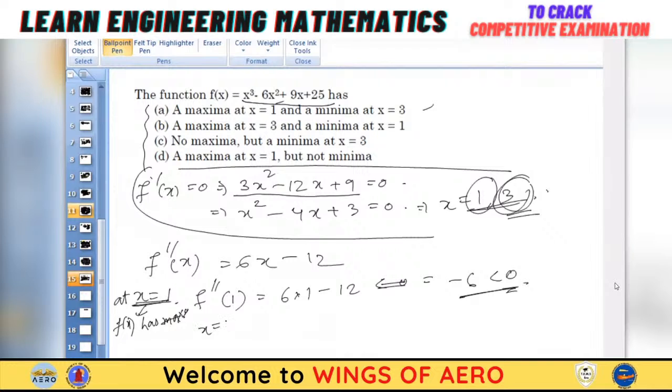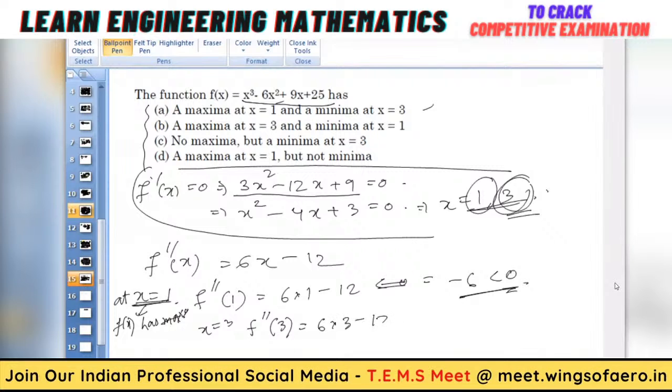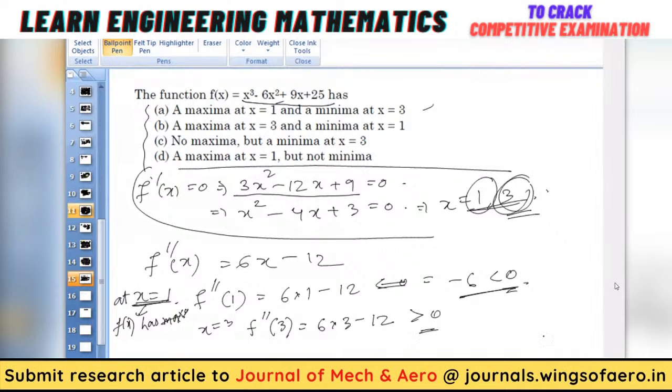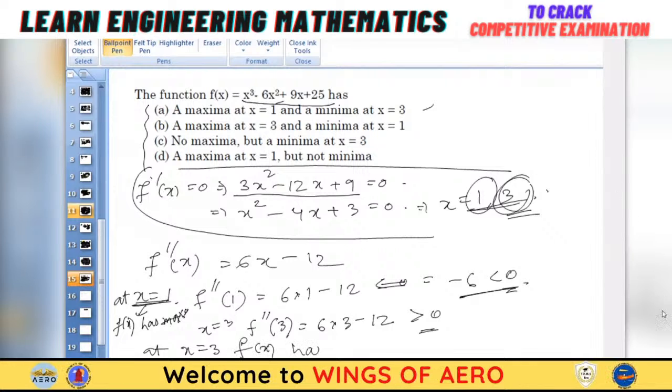So put now x equal to 3 here. So f double dash 3 is 6 into 3 minus 12, that is 18 minus 12, which is greater than 0. So at x equal to 3, greater than 0 means minimum point. So x equal to 3 has a minimum.